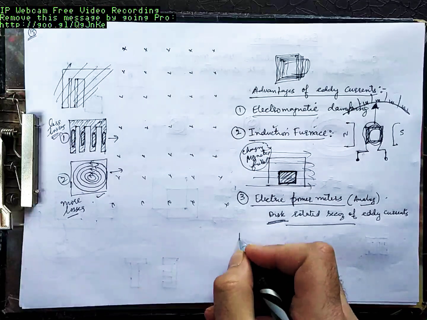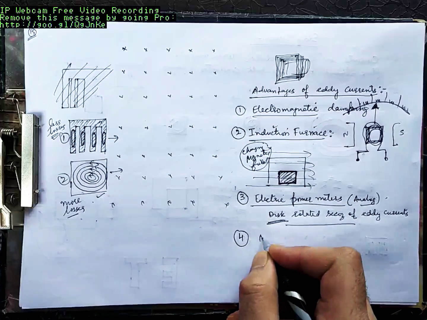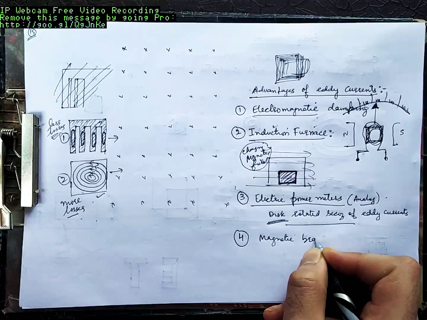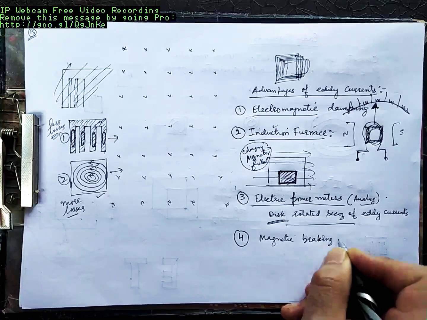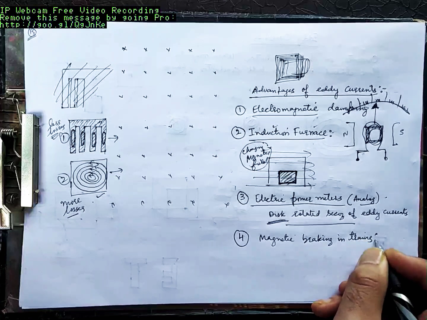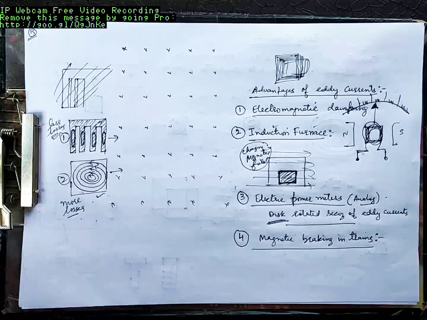And fourth one is magnetic braking in trains. Let me explain this with the help of an example.